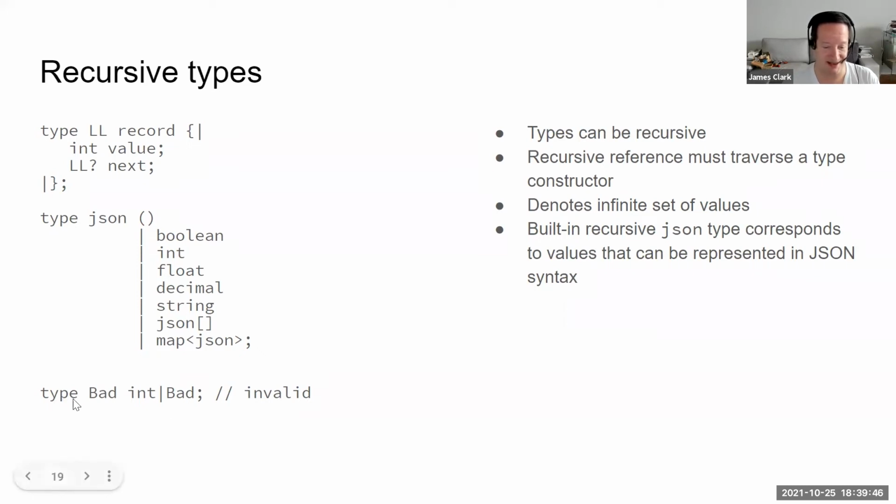So not all recursion makes sense. It doesn't make sense, for example, to have something like this: bad is int or bad. And the rule is that when you have a recursive reference, that recursion must traverse a constructor like a record or a map. So this recursive reference is okay here, because it's inside a record. Similarly, if it's inside a record or a map or a tuple, that would be okay. If it was outside like this, that doesn't work.